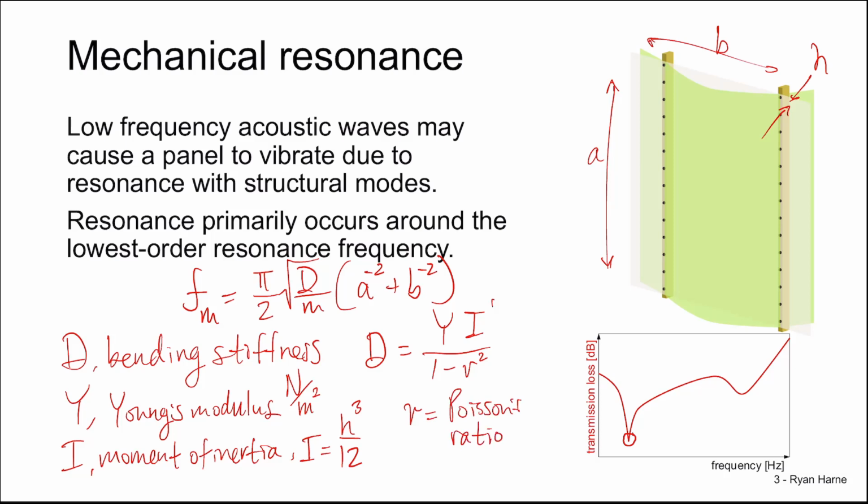Finally, we see m. m is the mass density per area. So m is equal to rho h, where rho is the density of the panel. This then is our f_m in the general trend of transmission loss of the panel.